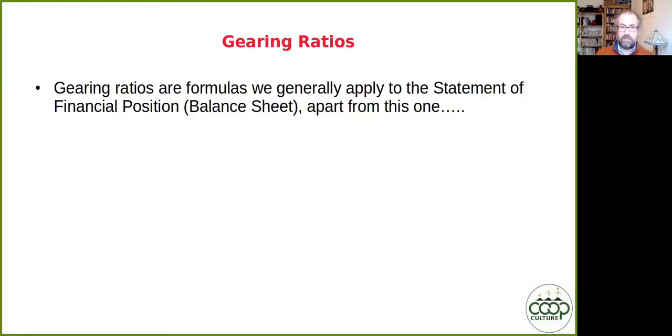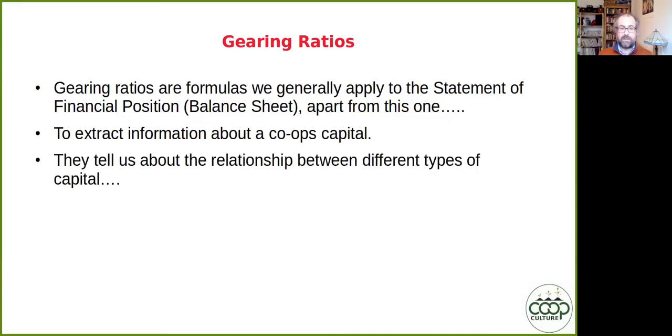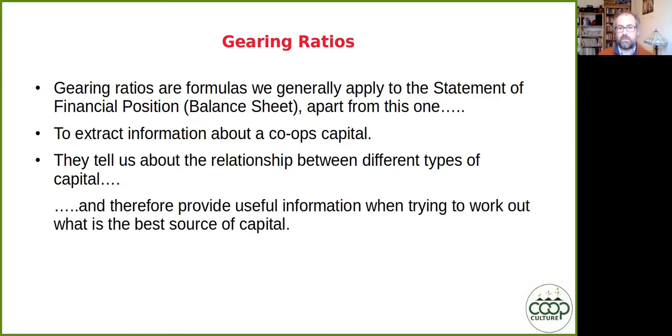What are gearing ratios? Well, gearing ratios are formulas that, in general, we apply to what is now called the statement of financial position, which is what used to be called the balance sheet. However, when I say in general, what I mean is apart from this one. The EBIT to interest payable ratio, we actually get the information from the income statement or the statement of profit and loss. We use them to extract information about a co-op's capital, the relationship between different types of capital, and therefore what capital should be raised if we need to raise more capital.